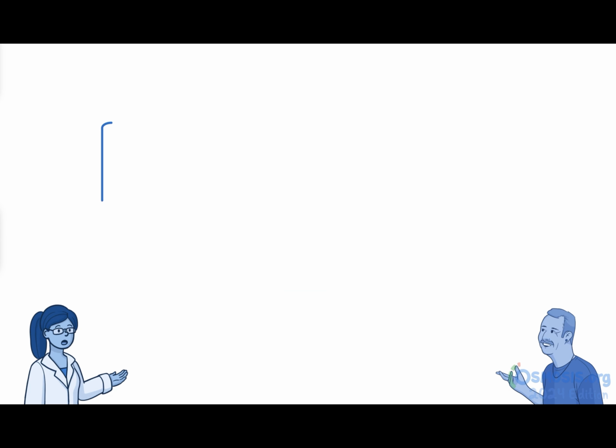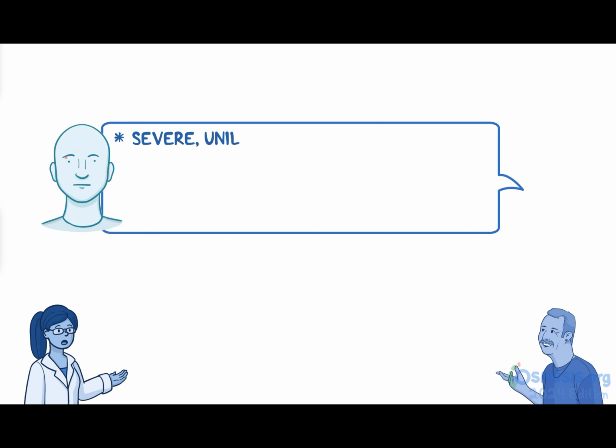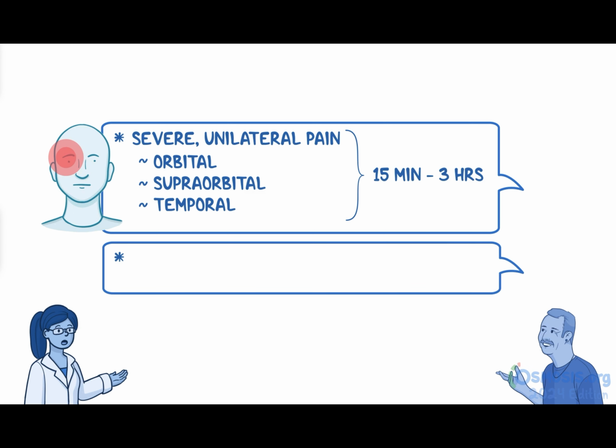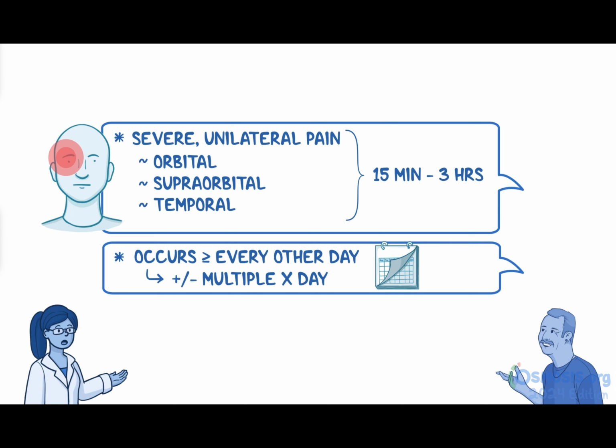The patient should describe headaches as severe, unilateral pain in the orbital, supraorbital, or temporal region that lasts 15 minutes to 3 hours. These headaches are frequent and occur at least every other day, sometimes multiple times a day.